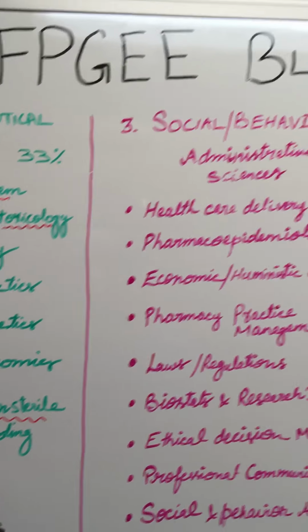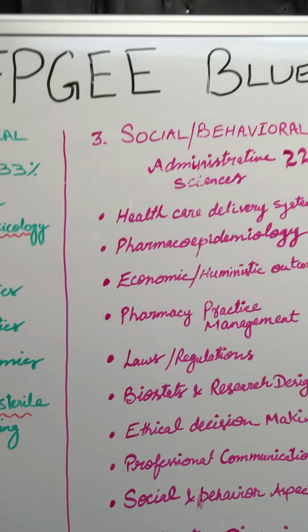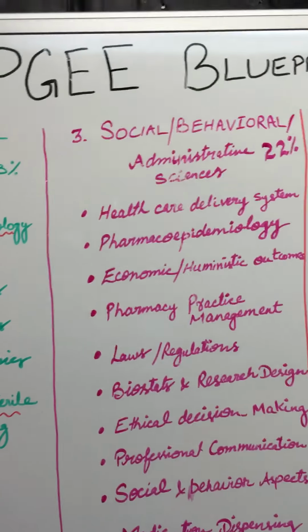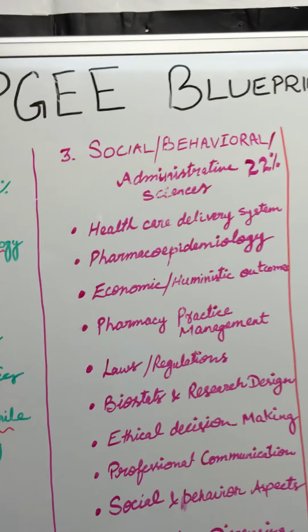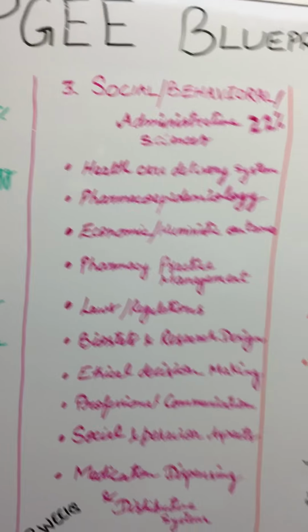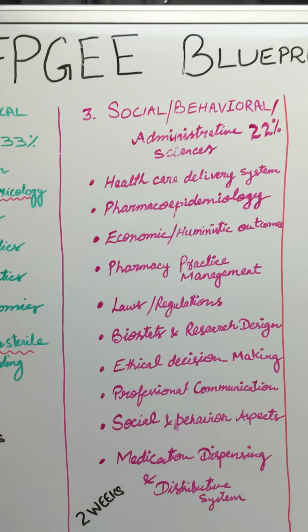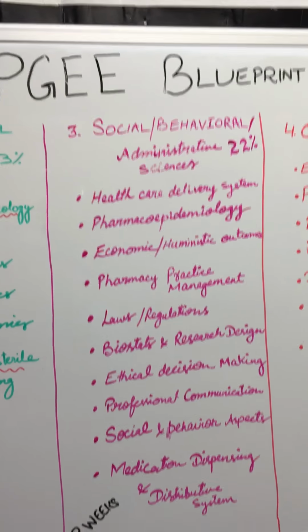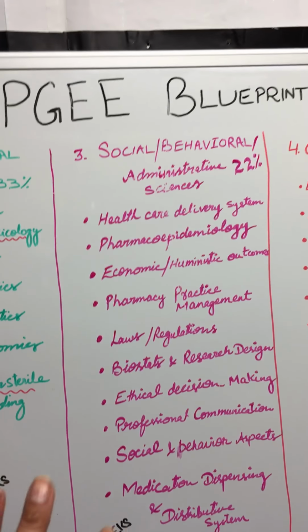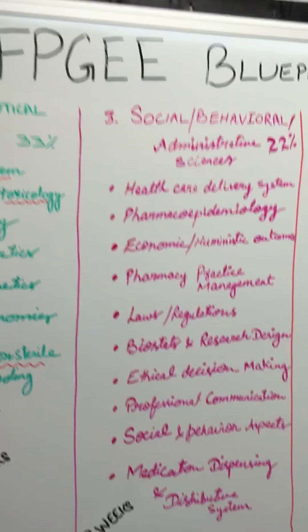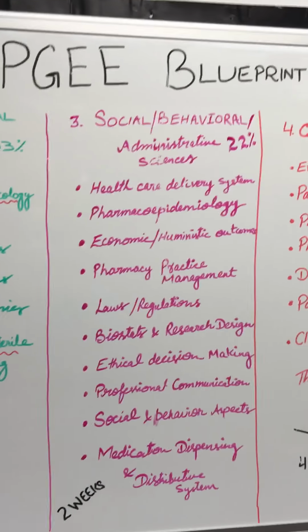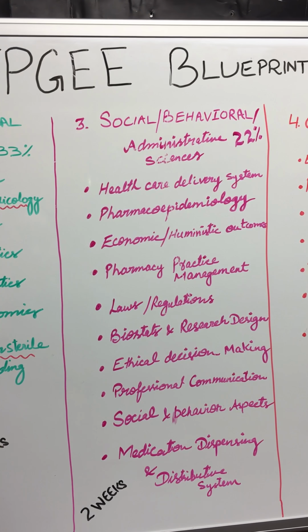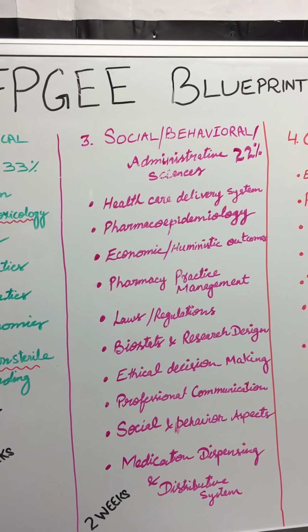Now, next is social and administrative sciences, social behavior and administrative sciences. It carries 22% of the exam questions. Now, when you start studying for FPGEE, I would recommend starting with the third section first. I mean, do the third section when you start your studies. It will give you some confidence. It will give you some idea what you're dealing with. This confidence, you need it.